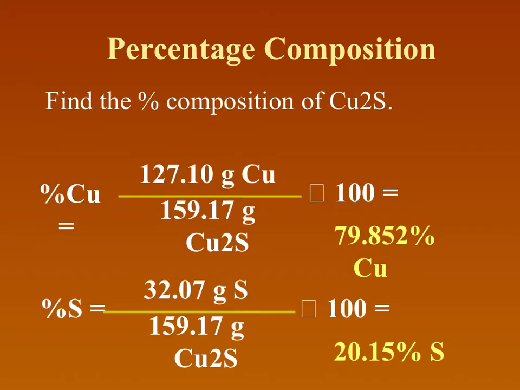Here you can see the example of copper 1 sulfide, where we figure out the percent composition of copper and the percent of sulfur in that compound. So you can see that the two coppers plus the sulfur together is 159.16 grams. Copper, just two of them, is going to be 127.10 grams. And so when you divide that and multiply it by 100, you get that it's 79.8% copper. The rest of it, though, is 20.15% sulfur, done by the same method.